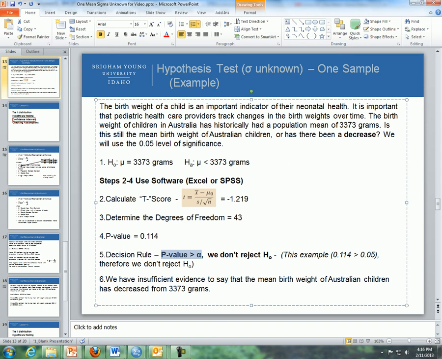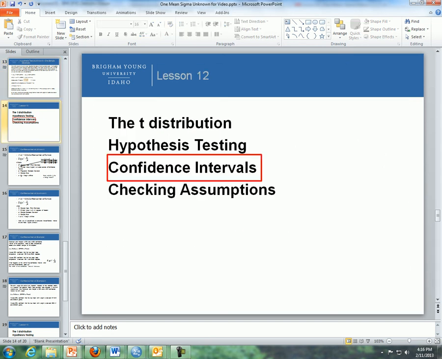So this will conclude part 1 of the lesson 12 video, and when we get to part 2, we will discuss confidence intervals, and lastly we'll cover checking assumptions.